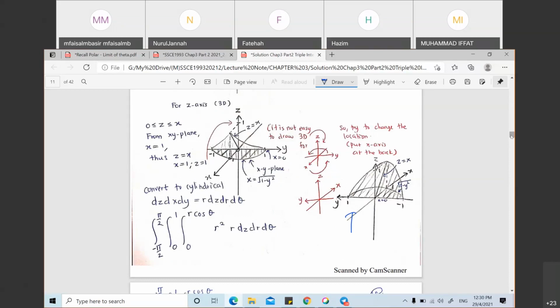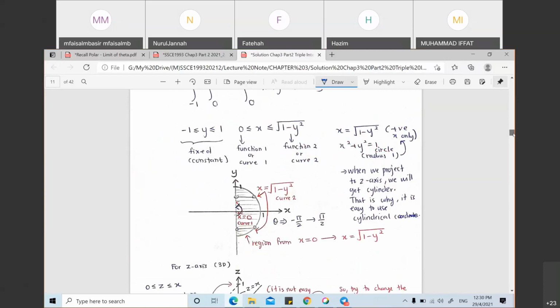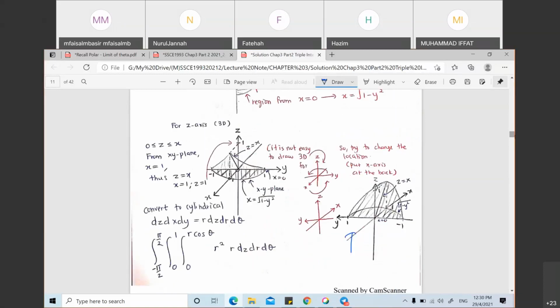Okay? So from here, if we project to the x-axis, we will get a cylinder. So that's why we use cylindrical coordinates. It's easier to use. Okay? So your z is 0 to r cos theta.